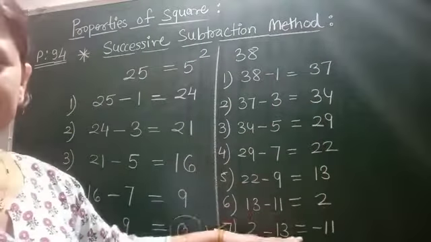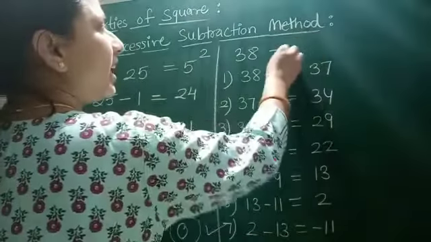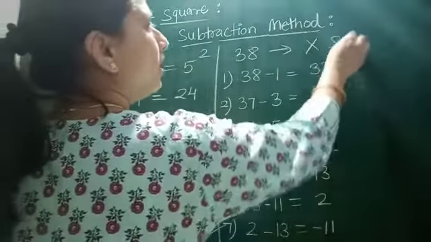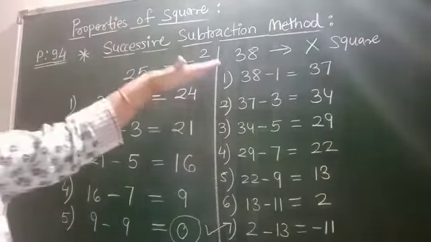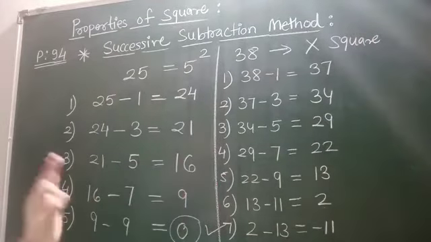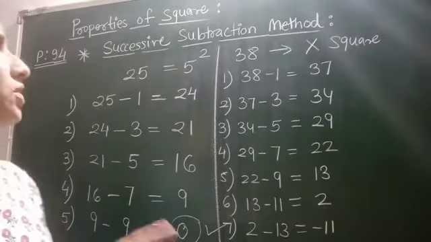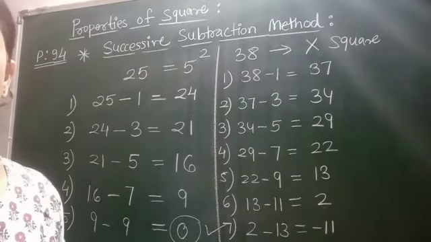Since we are not getting 0 here, this indicates that 38 is not a square number. It means when you are using this process, if you are getting 0, then only the given number is a square number, otherwise the given number will not be a square number.